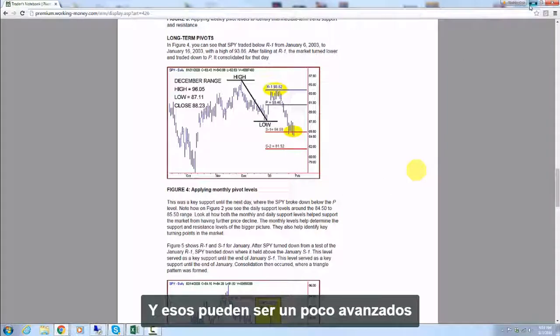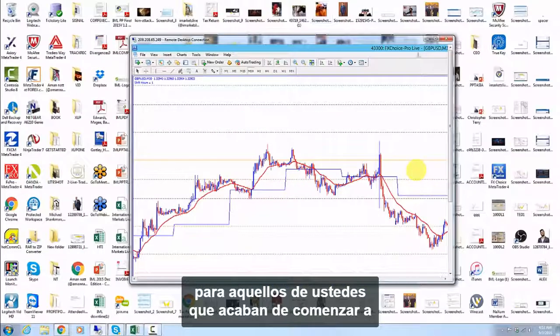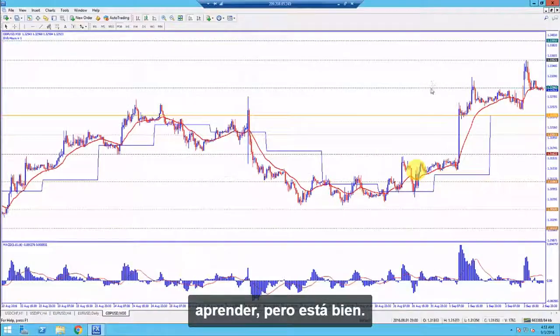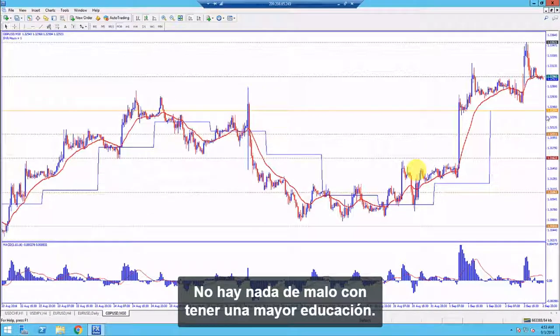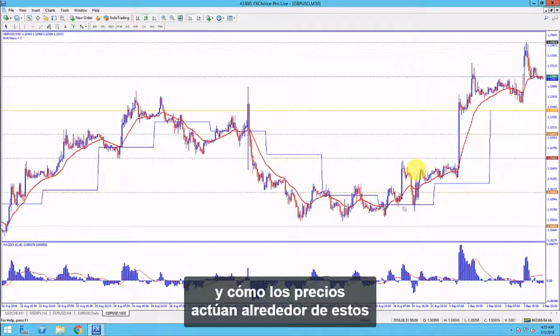And this may be a little bit too advanced for those of you that are just starting to learn, but that's okay. Nothing wrong with getting further education. You can install it and just watch it from day to day and how prices act around these prior swing highs and lows.